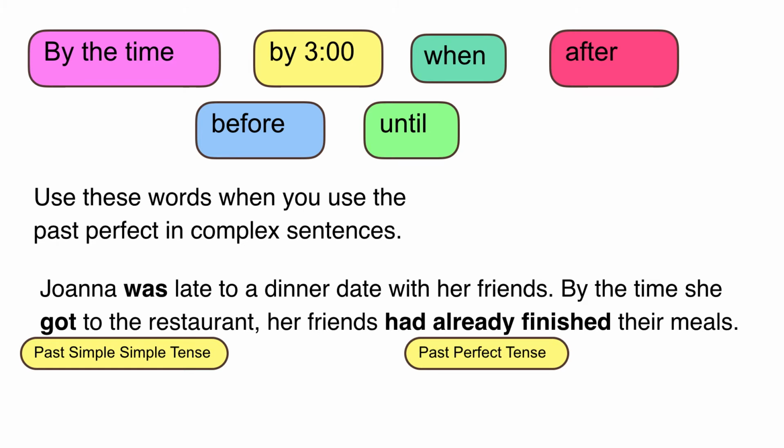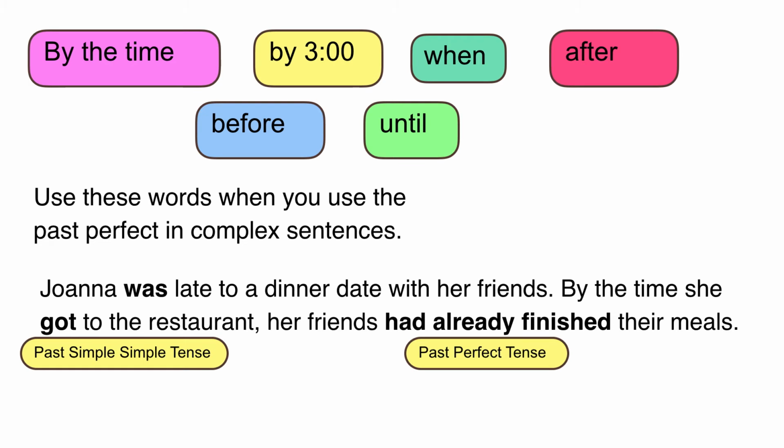Remember, the past perfect tense has a very special use. It's to talk about something in the past that happened before something else in the past. So we often use it with the past simple.